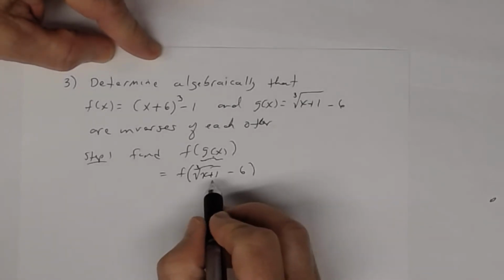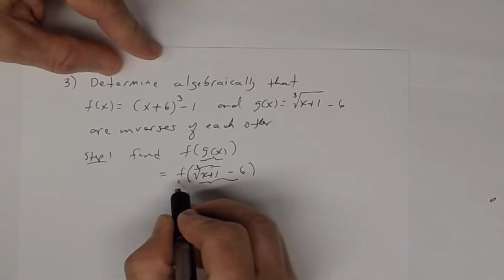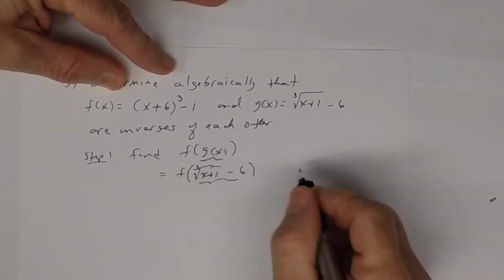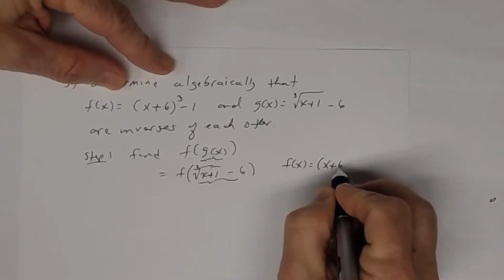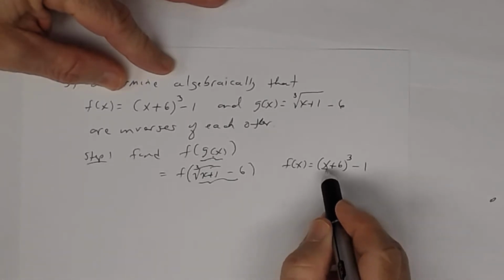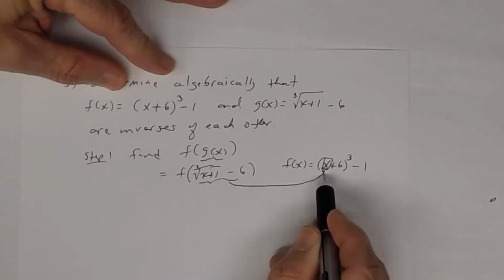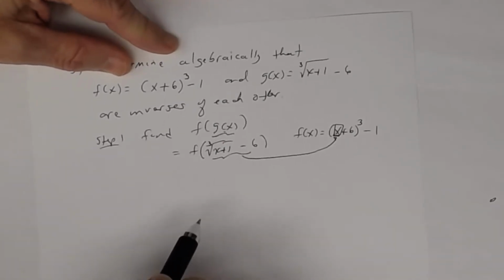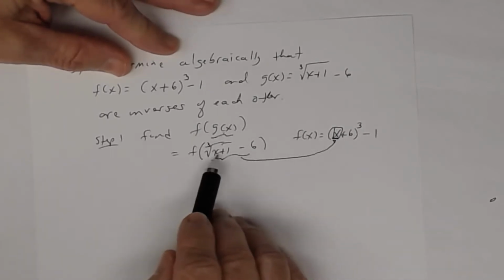Okay? Now I'm going to take this right here and substitute it into the variable x in the function f. So that's this right here. I'm going to go ahead and rewrite this over. f of x is x plus 6 cubed minus 1. So in place of this variable right here, I'm going to substitute this whole thing. Okay, don't let that throw you off. It's not that bad. In place of this, I'm going to substitute this.